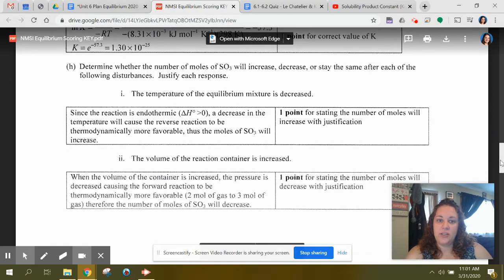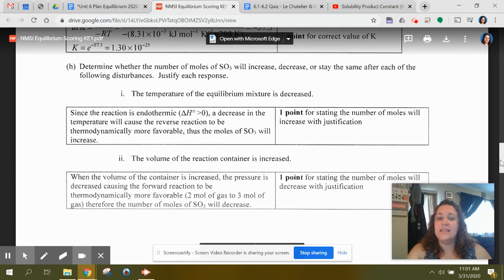Okay, H, determine whether the moles of SO3 will increase, decrease, or stay the same after each of the following disturbances or stresses to this equilibrium system. So the temperature is decreased. We already said this was an endothermic reaction, so heat is a reactant. And so when you decrease temperature, that's decreasing a reactant. It's going to shift left or shift in the reverse direction. And so SO3 was our reactant. We're going to get more SO3 when this reaction shifts left.